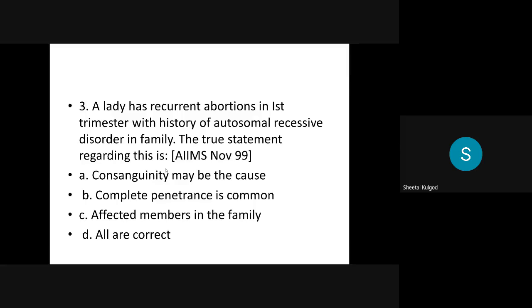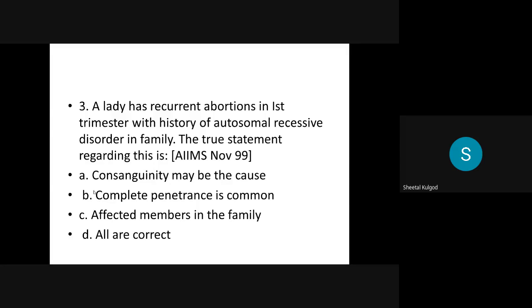When two people marry, expression becomes more common, and that's why they result in abnormalities either in the form of recurrent abortions or congenital problems. It's a true statement, is it not? The first one. Coming to the second one, complete penetrance is common.